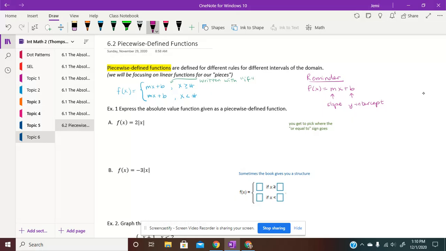So for this first problem here, express the absolute value function given as a piecewise defined function. So I have an absolute value function, and I'm going to rewrite it as a piecewise function. I'm going to go ahead and sketch this right here. I'm also going to show you how to do this in Desmos, but I'm going to do this first.